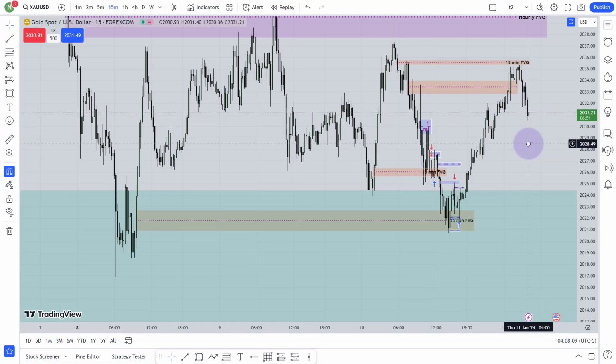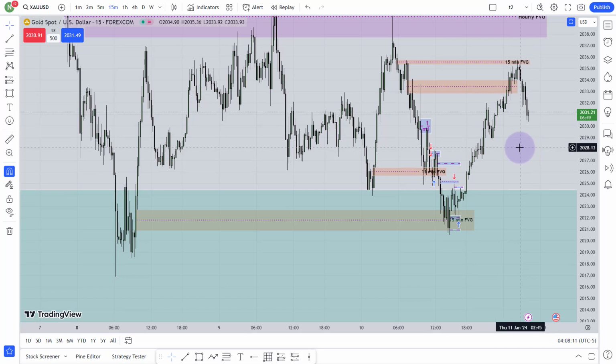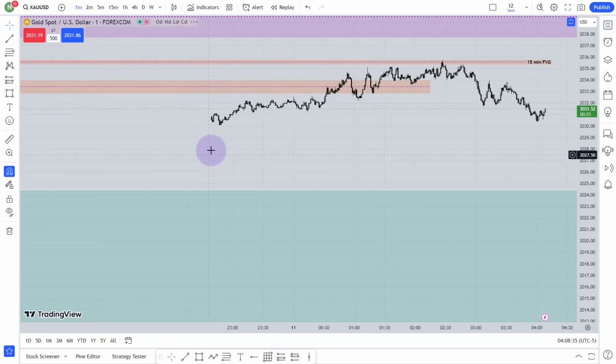Okay, so what do I mean by holding the price, and when price goes through, how do I actually read the price? I will talk first about this fair value gap, then this fair value gap, after that this fair value gap, and finally this fair value gap. These 4 fair value gaps I will talk about, and all of them are last fair value gaps. Now when price comes to the 15-minute last fair value gap, you have to go to the 1-minute chart.